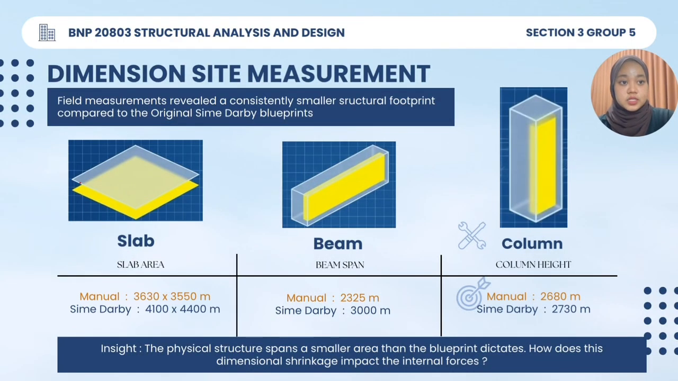For this part, we compared the actual site measurement with the original drawing. After conducting field measurement, we found that the actual structure dimensions are slightly smaller than those shown in the original drawing. For the slab dimension, the measured slab size was 3.63 meters times 3.55 meters, while the drawing shows 4.10 times 4.40 meters. For the beam dimension, the measured beam length was 2.325 meters, while the original drawing shows 3.06 meters. The measured column height was 2.68 meters compared to 2.73 in the drawing measurement. From this result, we can clearly see that the actual structure occupies a smaller footprint than originally designed.